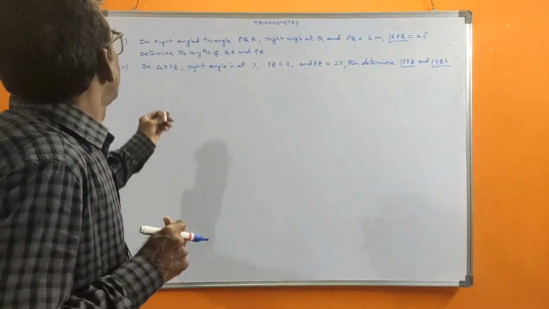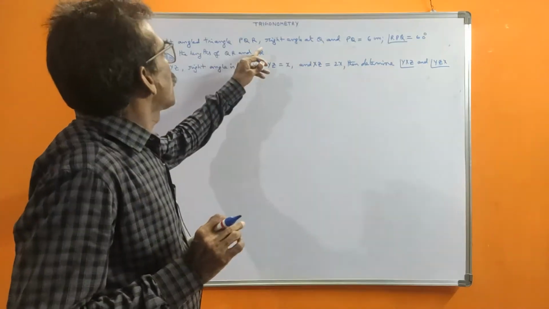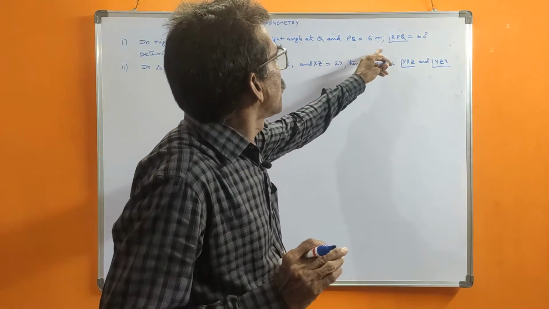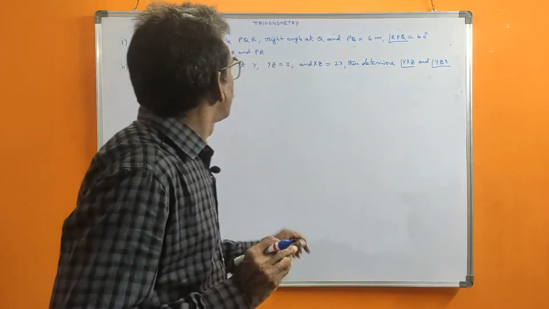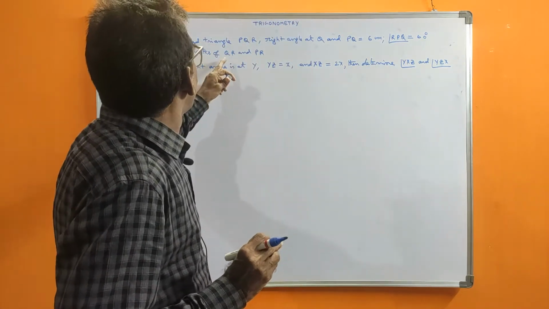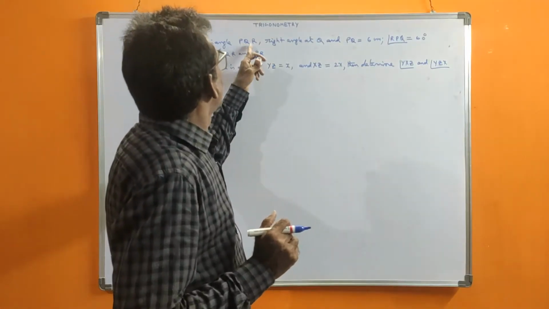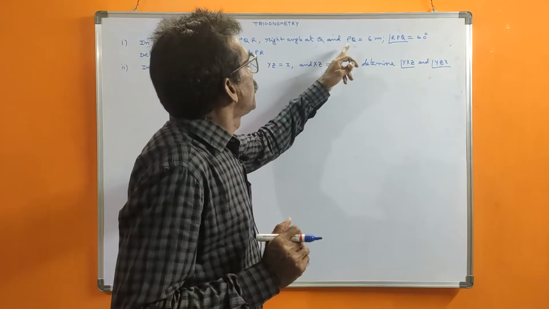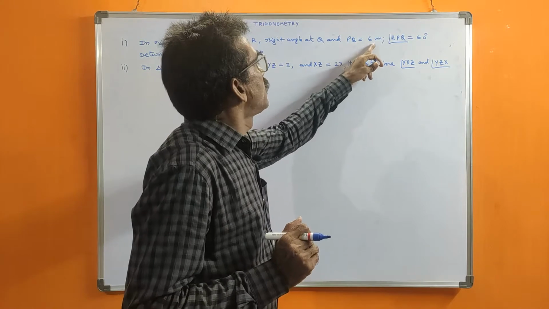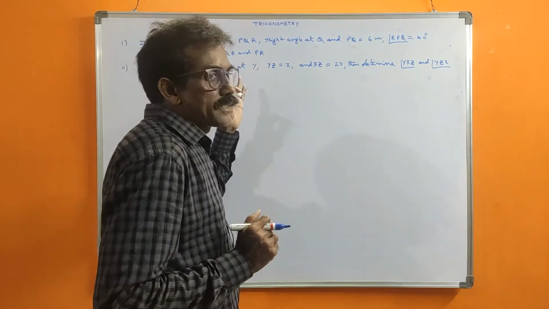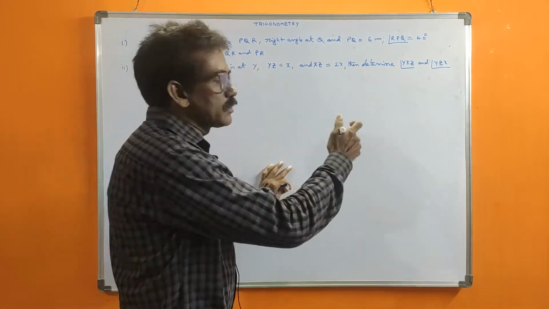Now, first one, see: in right angle triangle PQR, right angle at Q, and PQ is equal to 6 centimeters, angle RPQ is equal to 60 degrees. Determine the lengths of QR and PR. So, in one right angle triangle PQR, right angle at Q, side PQ is given and the angle is also given. Other sides are asked.